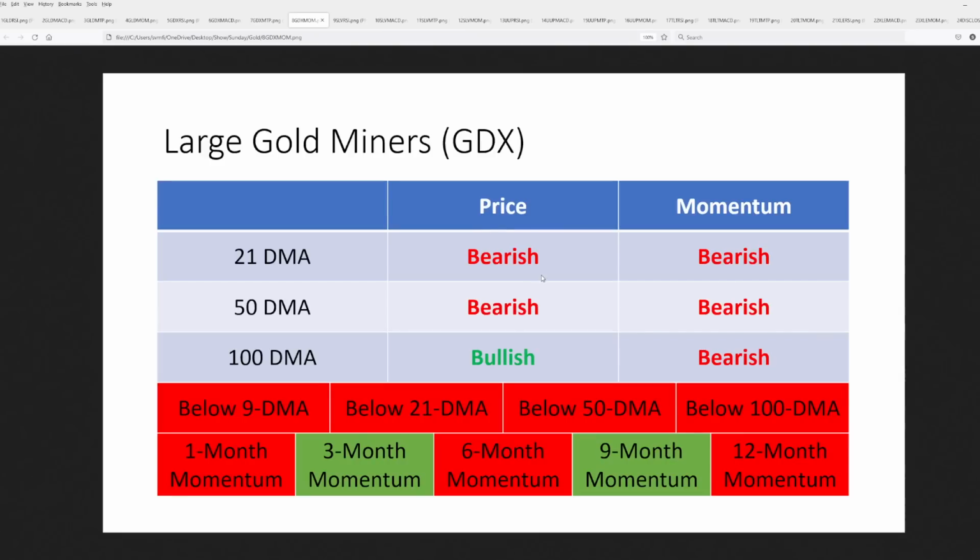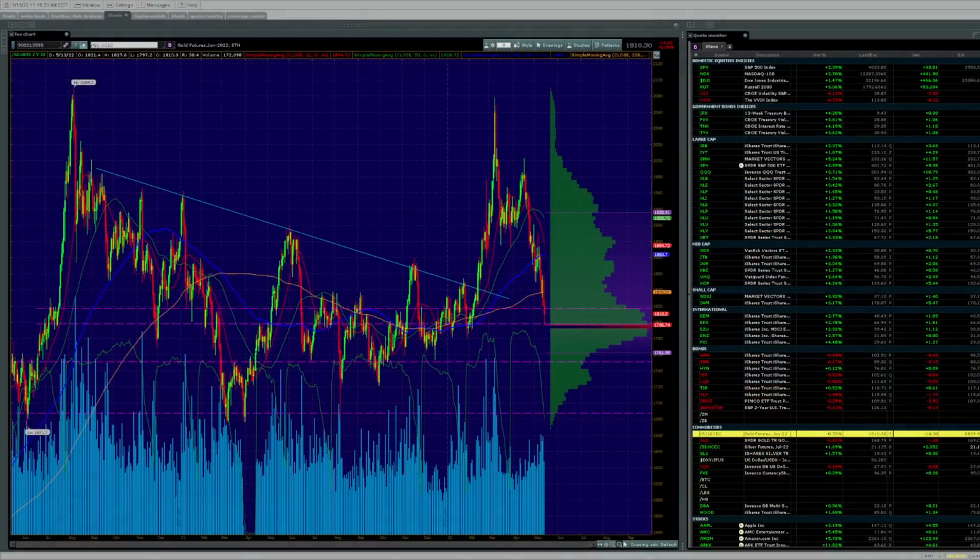21-day, 50-day moving averages headed down. Momentum now bearish across all the moving averages as it trends lower. Price is below all the moving averages. 6-month momentum has now flipped as well. Let's take a look at GDX.